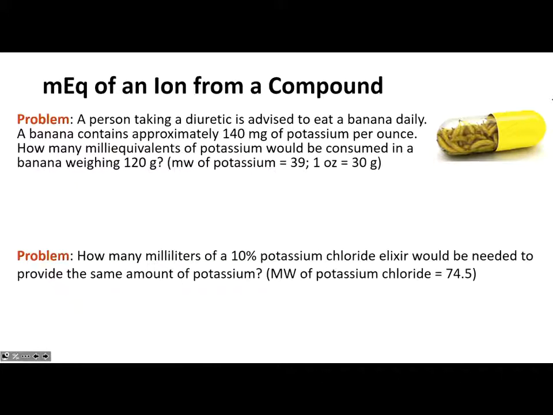All right, let's get to my banana question. I love this question. It says, a person taking a diuretic is advised to eat a banana daily. A banana contains, and this is not always consistent, but this banana contains approximately 140 milligrams of potassium per ounce. How many milliequivalents of potassium would be consumed in a banana weighing 120 grams?